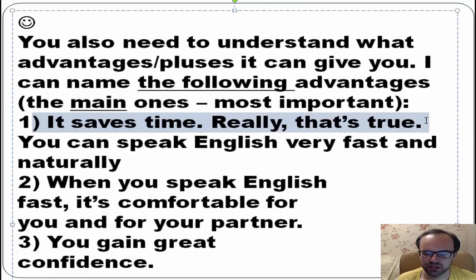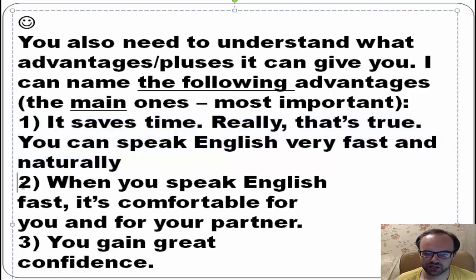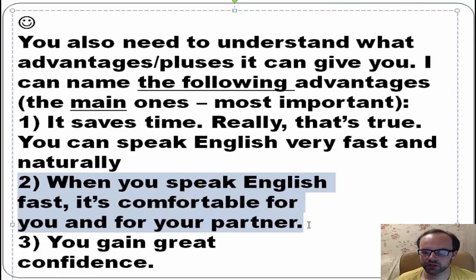It means that's right. So you can speak English very fast and naturally. If you can think in English, it saves time. When you speak English fast, it's comfortable for you and for your partner. It's very comfortable, and your speaking partner doesn't need to wait for you, so it's good.